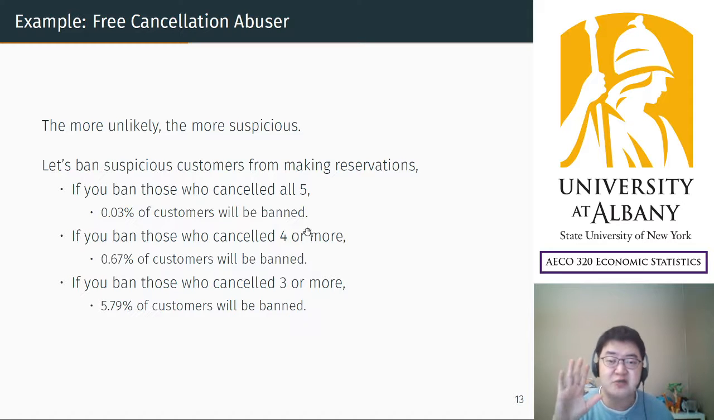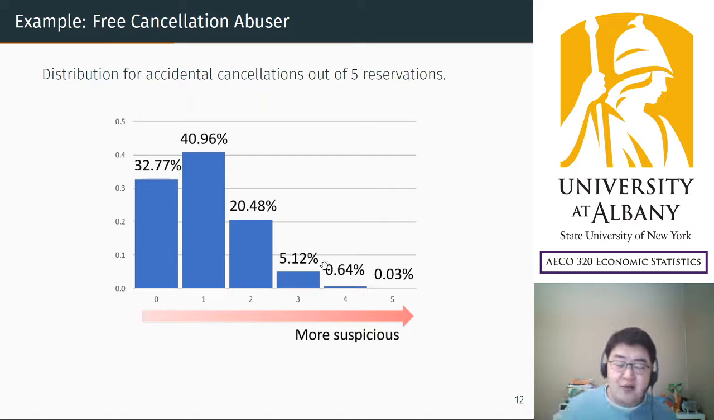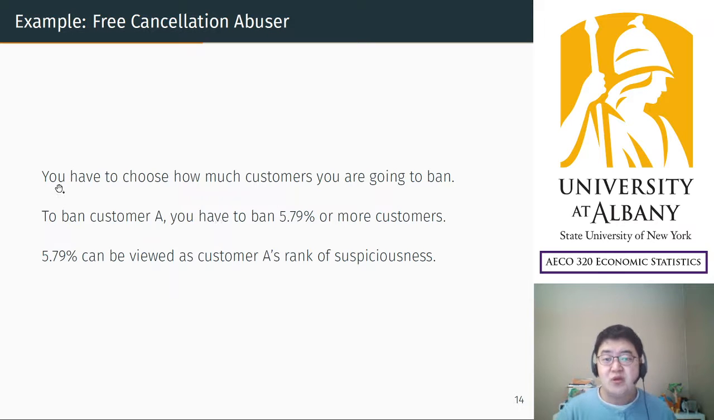All of them are suspicious. It's just a degree of suspicion. So it's a ranking. These guys are most suspicious, and second most suspicious, and third most suspicious. And you have to draw the line. That's your subjective choice. But statistically, you can express the measure of how strict you are or how suspicious they are by this probability. So you have to choose how many customers you are going to ban.